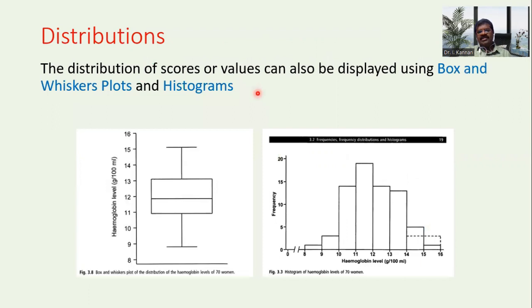Sometimes you'll like to put the distribution of scores. So you have a lot of plots like scatter plot, box plot, box and whisker plot, histograms. These will help to find out what is the distribution of the data.